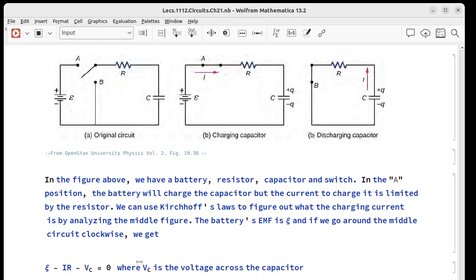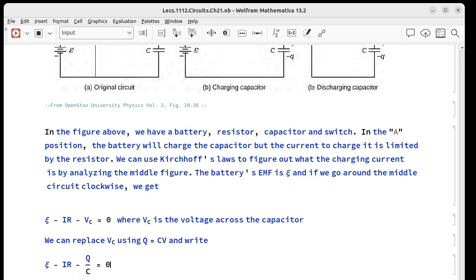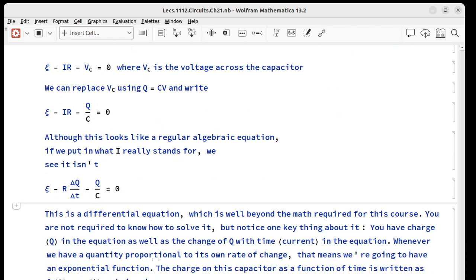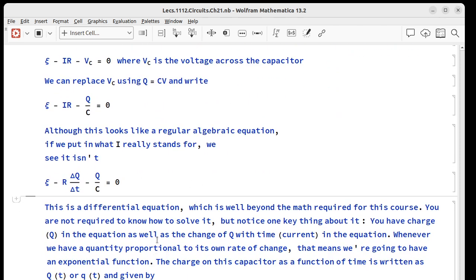Well, we actually know voltage on a capacitor, Q equals CV, so V is Q over C. So we can write the equation like this. This looks like regular old algebra, but the problem is if we put in what I really stands for, which is delta Q over delta T, we see this is a special kind of equation. It's actually a differential equation, which is way beyond what we're going to require math-wise. So you don't need to know how to solve it. But one thing to notice about it is important.